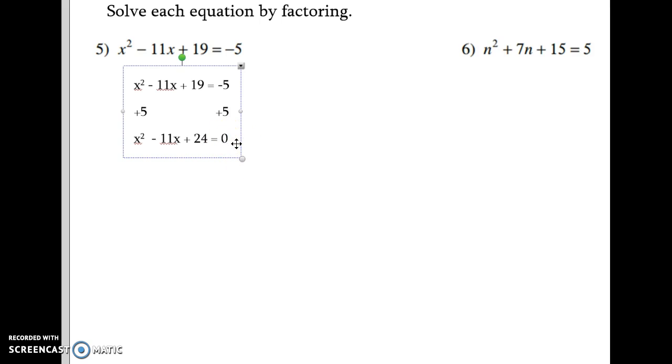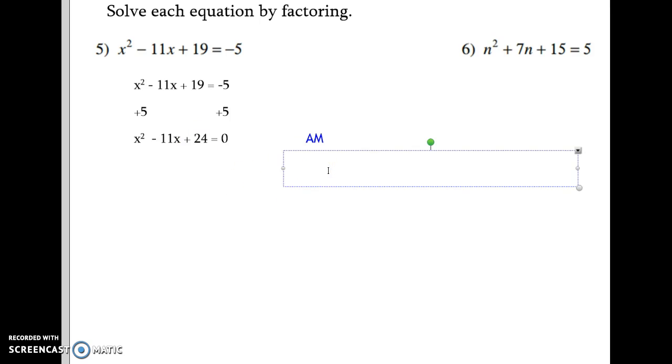Now we can use the zero product property, and all we have to do is factor this. In order to factor this, we're going to use the AM method. You remember AM method stands for add and multiply. So we're going to find all the numbers that multiply together to give us 24. So what are the numbers that multiply together to give us 24?